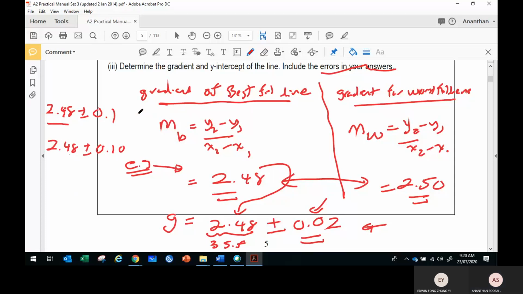Now the rule is the error can go more than one significant figure. New rule, rule for A2. The error can go more than one significant figure. So in paper 5, after your graph, put all your final answers in 3 significant figures. The error follows the decimal place of the value. So draw the triangle on the graph, get the gradient for both the best fit line and the worst fit line.